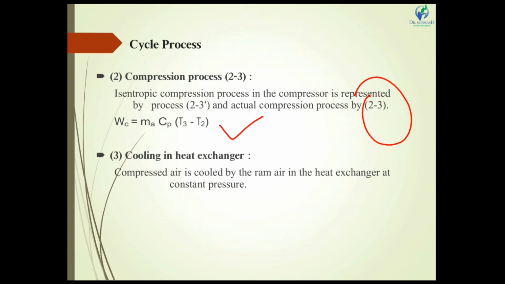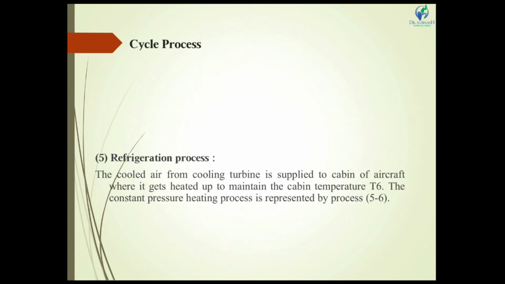Next process is the cooling. In the heat exchanger process, the compressed air is cooled by the ram air and the heat exchange occurs at constant pressure. That is the cooling process in the heat exchanger. We maintain a constant pressure and reject the heat to atmosphere. That is the Q rejected, or QR, for the heat exchanger: m, mass flow rate, times Cp, specific heat at constant pressure, times delta T. Delta T is the higher temperature minus the lower temperature, T3 minus T4.